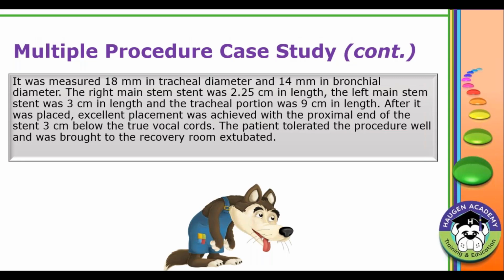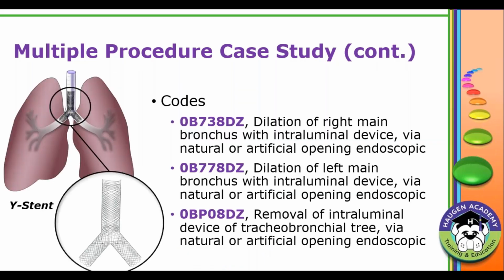I was okay when I first read the report until I tried to code it, and then I kind of felt like the wolf here, like all the air had been let out. But what we ended up coming up with was, first of all, they placed a Y stent, and this is exactly what a Y stent looks like. It just happens to be an upside down Y. It's a one-piece stent.